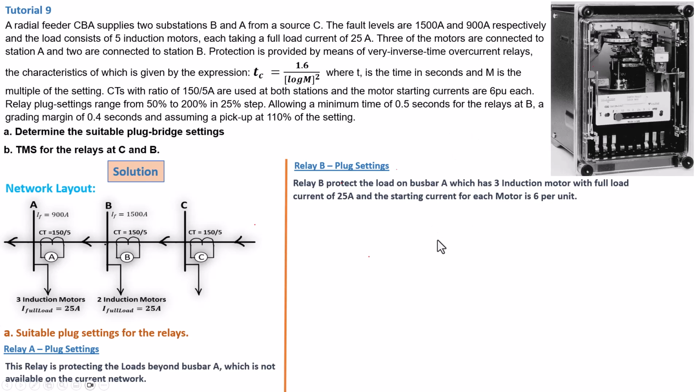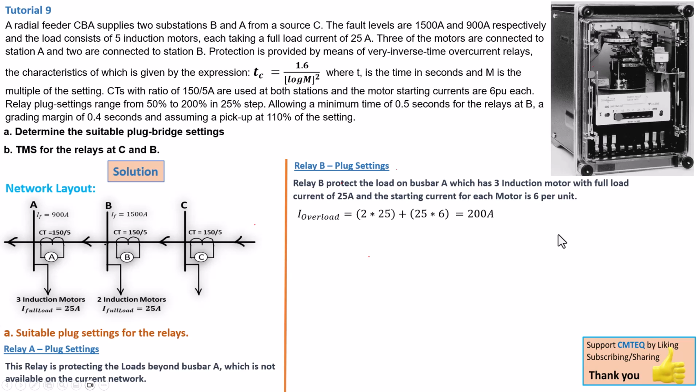So in order for us to set up this relay so that it doesn't trip, we need to know what is the full load current of this relay. Now the problem statement says that we've got 3 induction motors running at 25 amps, and we know that the starting current for each of the motors is 6 per unit. So what we're going to do is to calculate first the overload, right? That is the overload condition that we can accept.